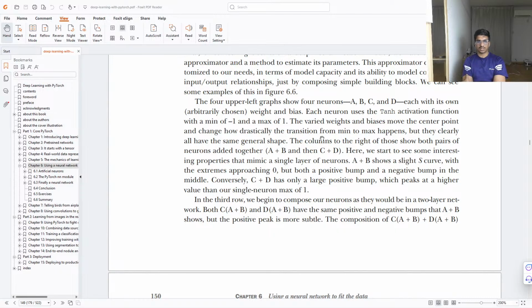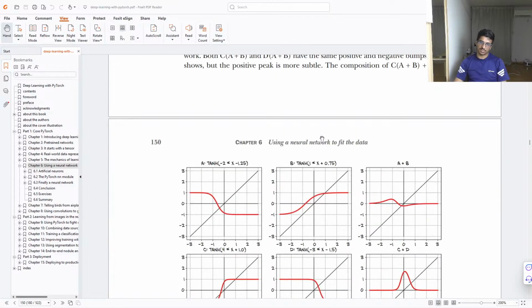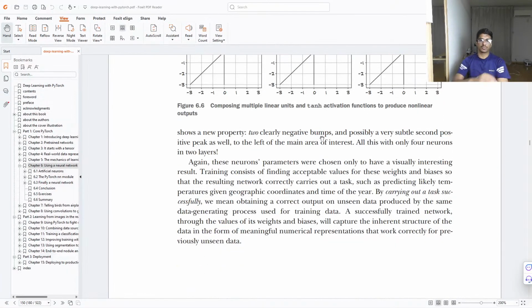In the third row, we begin to compose our neurons as they will be in a two-layer network. Both C(A plus B) and D(A plus B) have the same positive and negative bumps that A plus B shows, but the positive peak is more subtle. The composition of C(A plus B) plus D(A plus B) shows a new property: two clearly negative bumps and possibly a very subtle second positive peak, as well as to the left of the main area of interest.